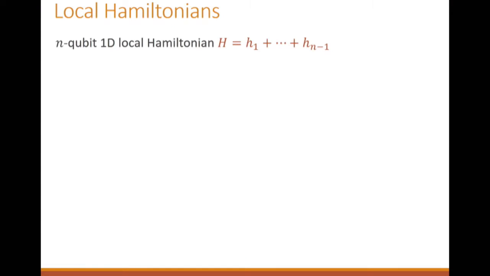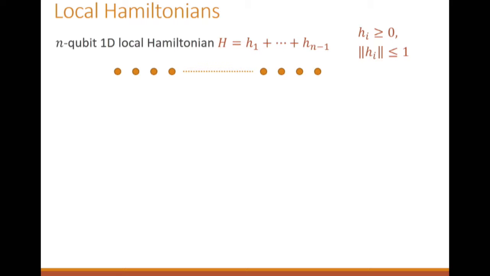So let me just set it up for you. The input to our problem is going to be a local Hamiltonian. So it's a sum of n terms. Each of the terms, the normalization that I'll use, so each of these h_i, think of it as a positive semi-definite matrix. That's not a requirement, it just makes my life easier. The normalization is that it has norm at most 1.